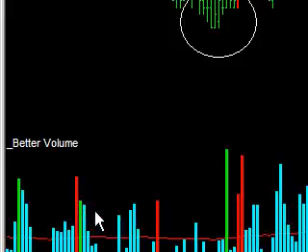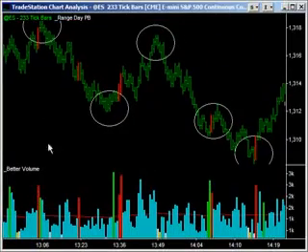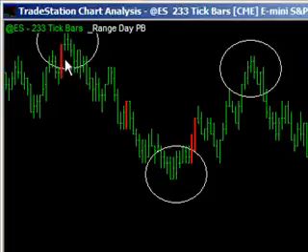Sometimes they're separated by a couple of bars, cyan, blue bars in between, but oftentimes they'll appear together, and that's a typical kind of topping pattern here, and that was followed by a decline.